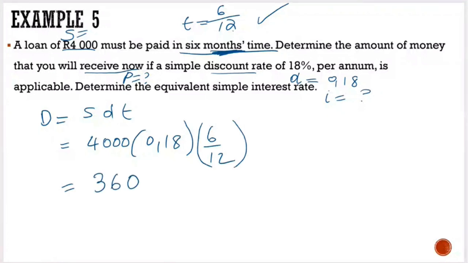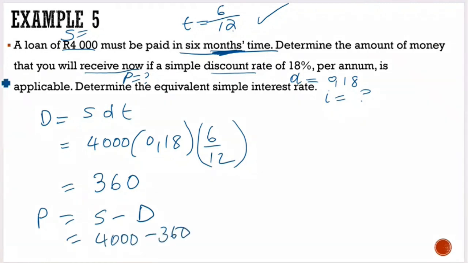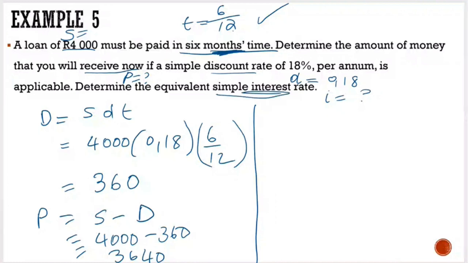You plug it into your calculator, and your calculator will give you 360. What is your present value? Your present value is equal to S minus D. So your S is 4,000 minus 360, which is equal to 3,640. So you are done with that part, and then you are also asked to calculate the equivalent simple interest.